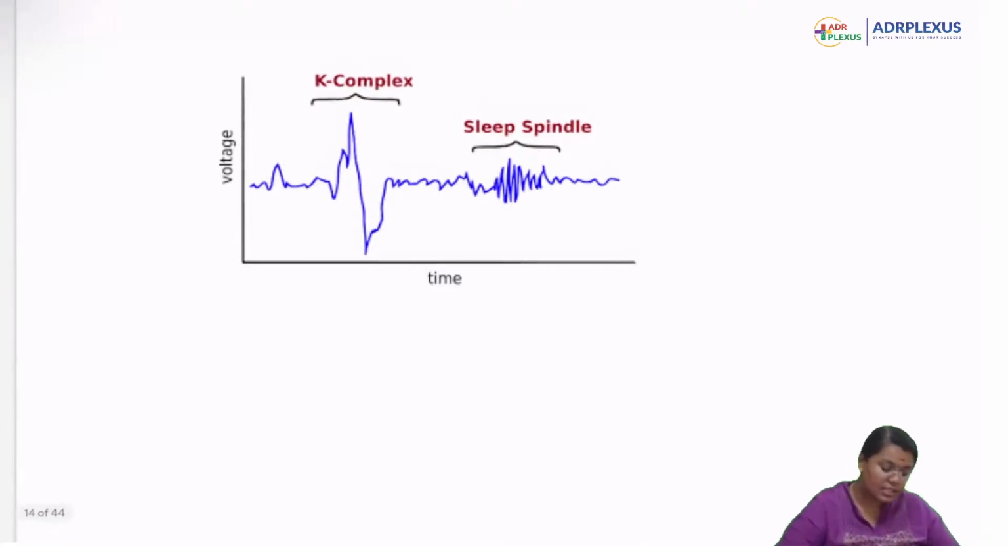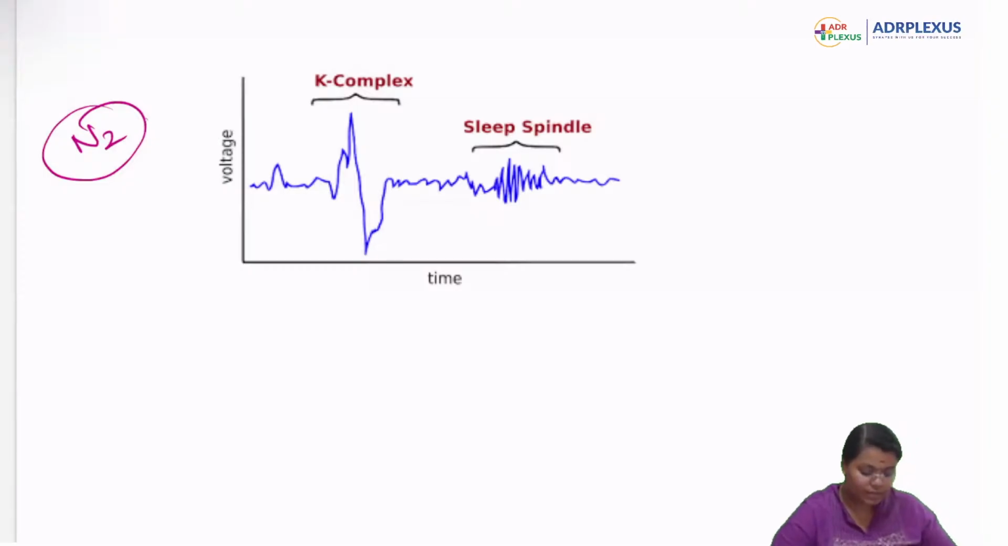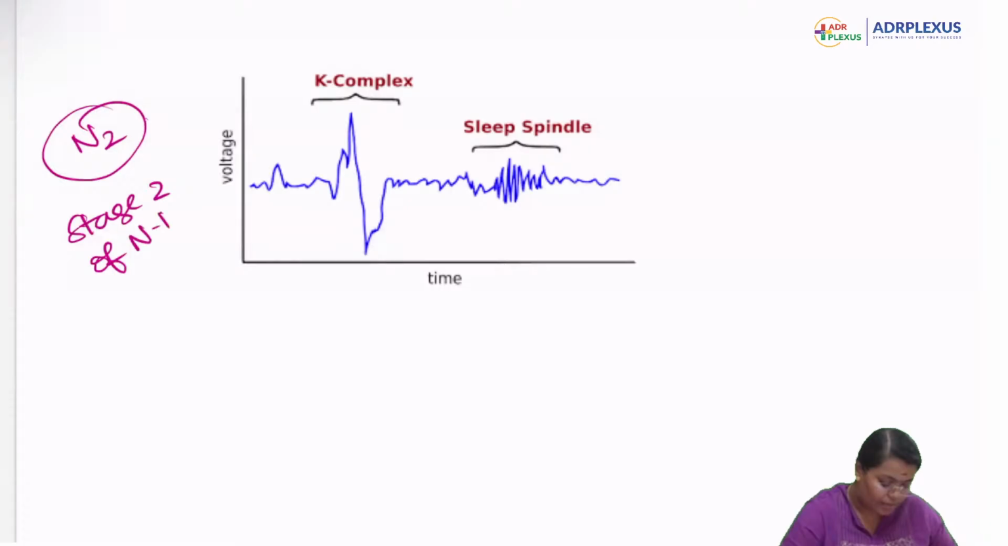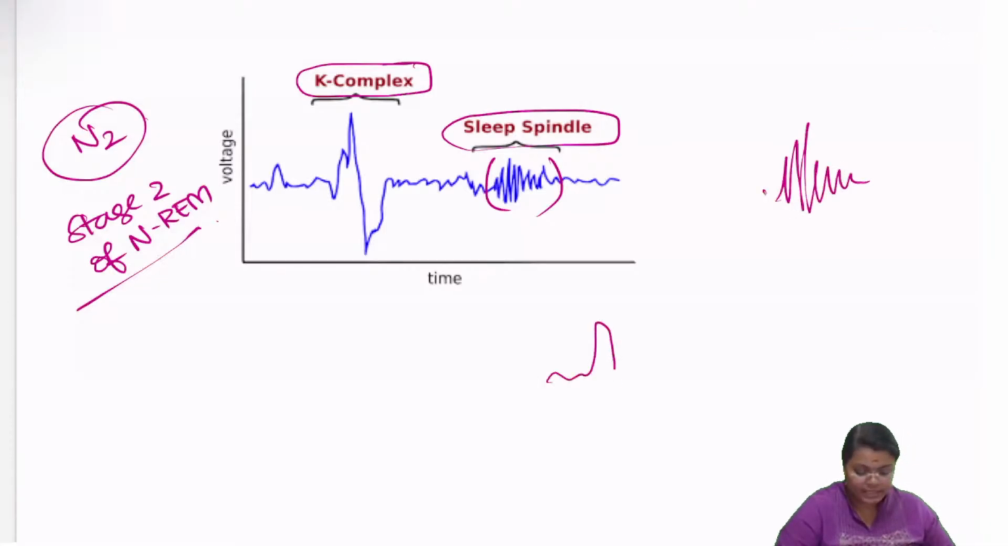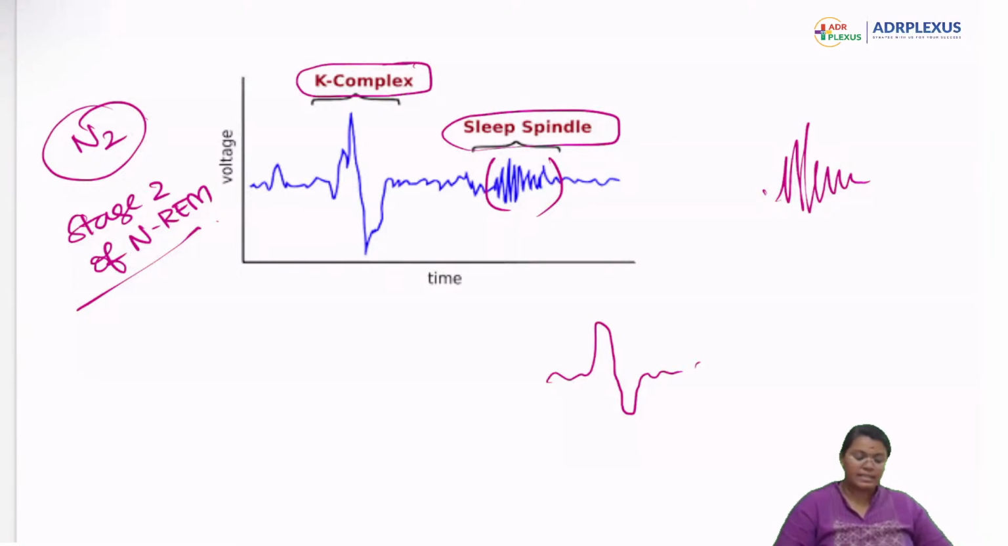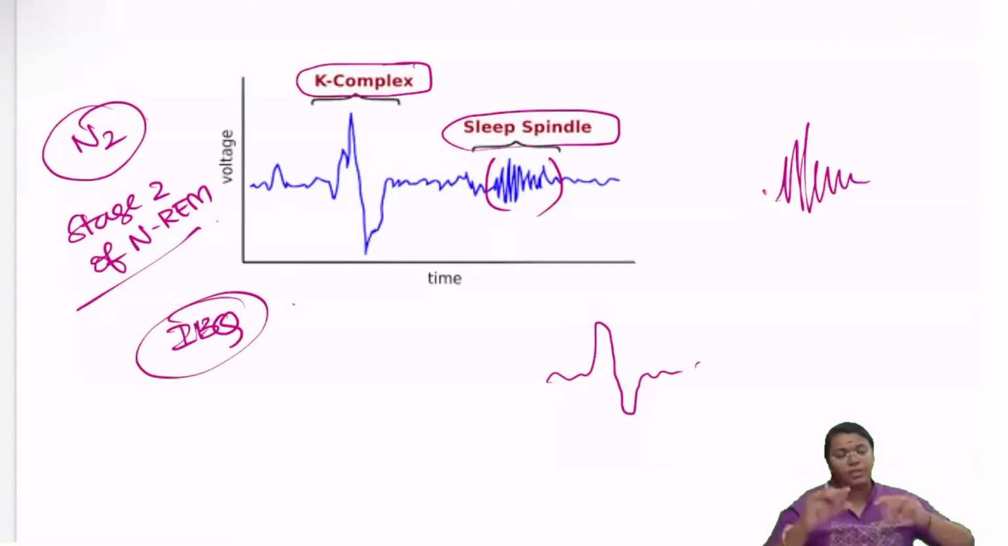So this is in stage 2, N2 of non-rapid eye movement sleep. This kind of thing is the K complex, and this is the sleep spindle. So it's a burst of activity. This is the spindle, and the K complex is like an ECG complex. So this was an image-based question which was asked. They gave a picture and highlighted this part and asked which stage of sleep this was.